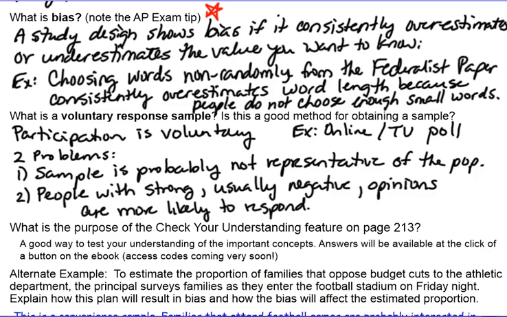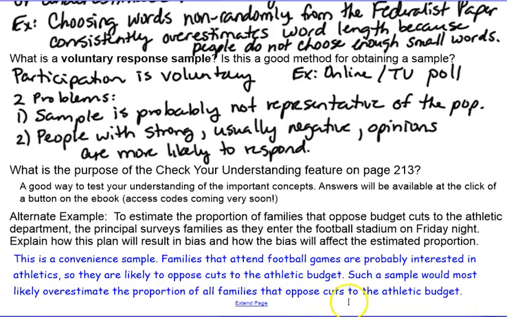So I'm going to go ahead and show the answer, but you might want to pause the video and see what you can come up with and then check my answer. This is a convenient sample. Families that attend football games are probably interested in athletics, so they are likely to oppose cuts to the athletic budget. Such a sample would most likely overestimate the proportion of all families that oppose cuts to the athletic budget.